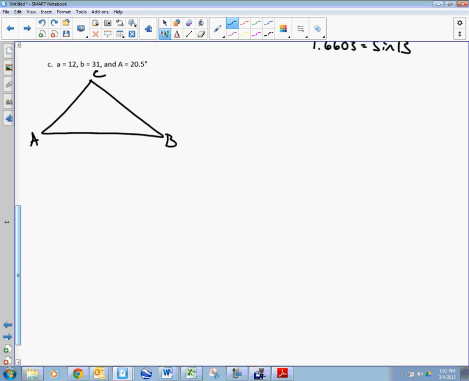A, B, C. 20.5 degrees is 12. B is 31. I look at my chart. This is a side-side angle problem. And so I ask myself the question, is the side opposite the angle longer or shorter than the other given side? Shorter. So therefore I either have no solution or 2 solutions. All I can do is set up the law of sines. Sine of 20.5 divided by 12 is equal to sine of B over 31.